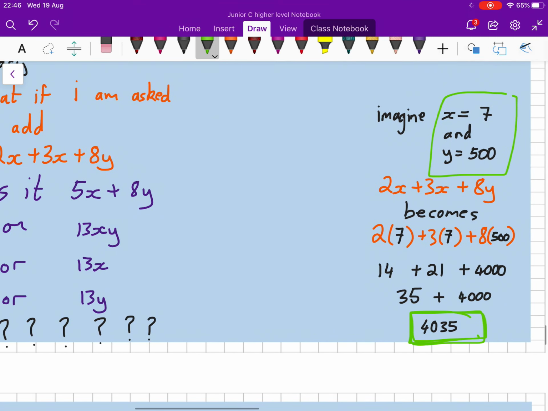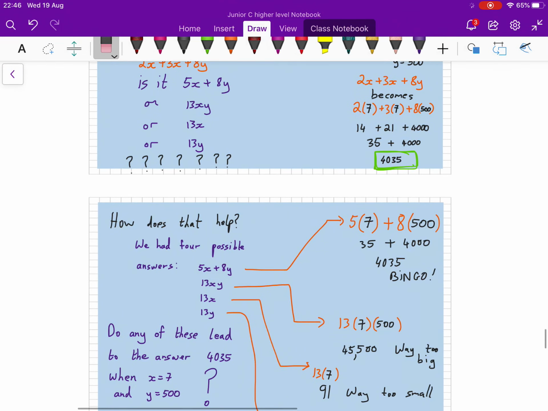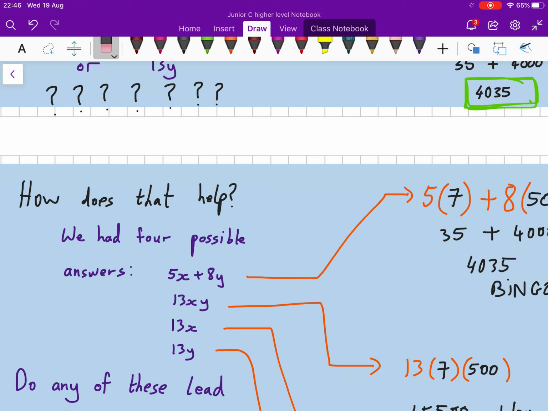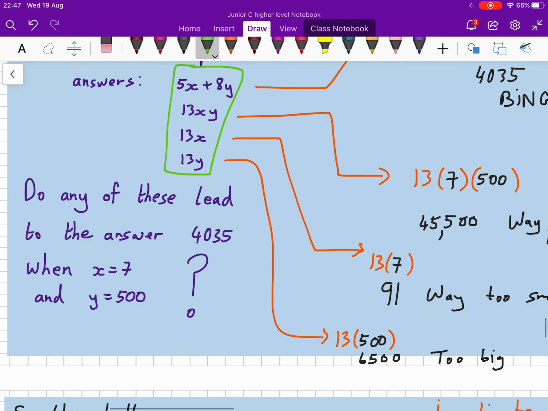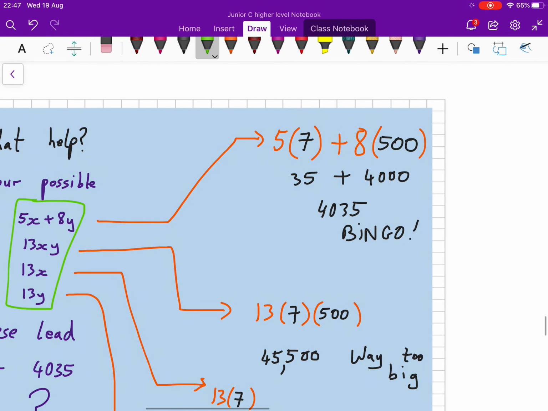So would any of these suggested answers give us 4,035? Let's consider that. I've posed that question in a slightly different way. How does this help? We had our 4 possibilities that we were considering. Do any of these lead to the answer 4,035 when x is 7 and y is 500? Starting with the first one, 5x plus 8y. 5 times 7 is 35. 8 times 500 is 4,000. And we're adding those, we're getting 4,035.